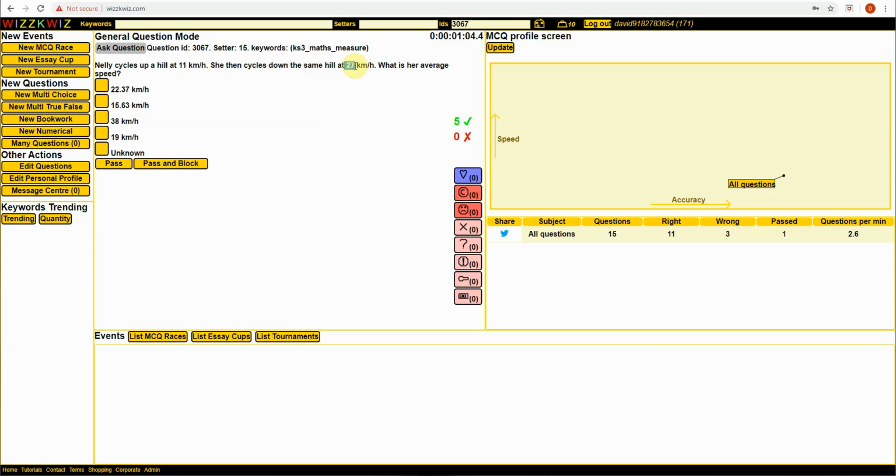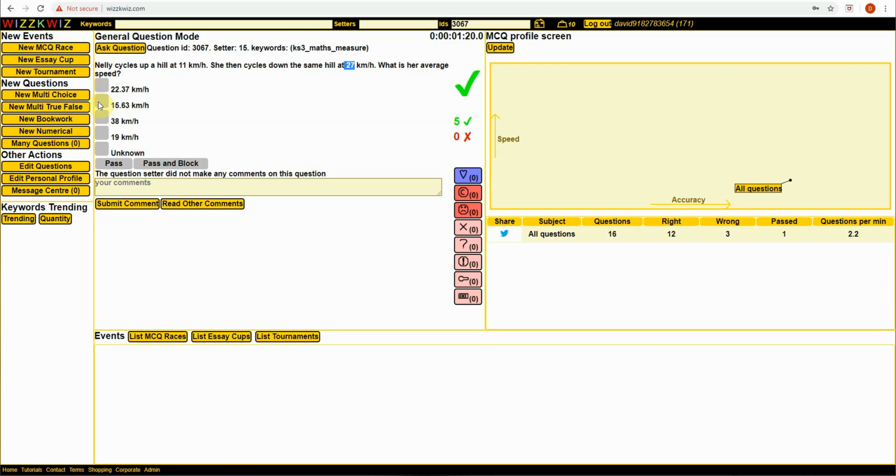The way to do it is to just make an assumption, say the hill is 11 kilometers long or something, and then just work out the actual speed and the average speed. But the purpose of this tutorial is to simply show you how the question would actually work. So the right answer there is going to be 15.63. Okay, so it's quite a good question, in that it's tempting to put 19 for that type of question.